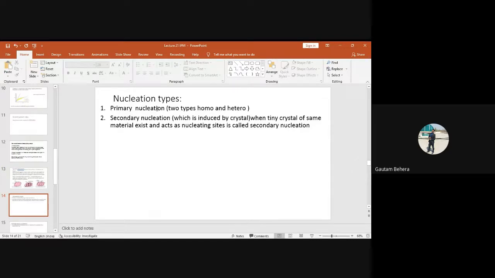Now we have two types of nucleation, primary nucleation and secondary nucleation. Secondary nucleation means, suppose you are dealing with a pure metal, suppose pure iron. Initially at the mold wall, solidification will start, the solid iron will form along the mold wall, and new nuclei will form on these solid particles of this iron. That is called secondary nucleation. Right? But what is primary nucleation? Primary nucleation is of two types, homogeneous and heterogeneous, which we'll discuss.